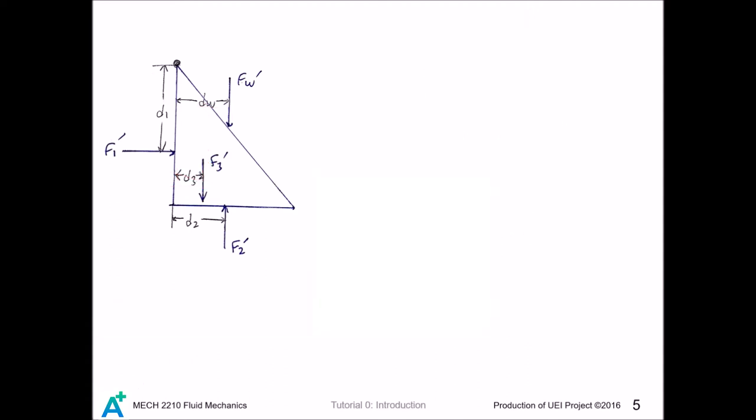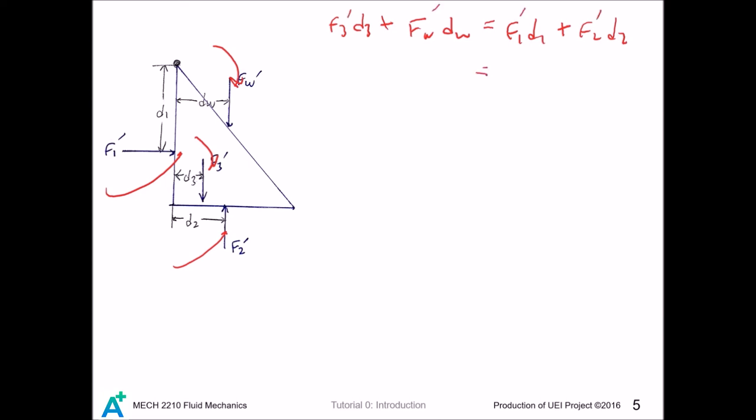And finally, we have moment balance. FW is creating a clockwise torque. This is also clockwise. These two are anti-clockwise. So we must have F3d3 plus FWdW equals F1d1 plus F2d2. Since we are considering per unit length, we add some primes here, and we substitute in all the values we just found.